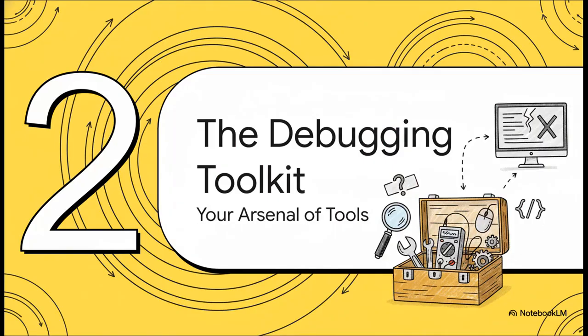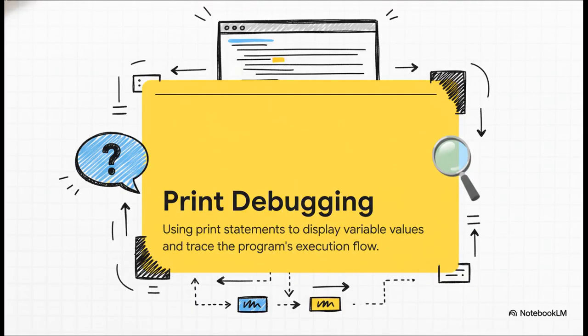Now, to solve these cases, every detective needs a toolkit. So let's open ours up and take a look at the gear we're working with, from the simplest tools to the most advanced. First up, we've got the old reliable, the print statement. Honestly, think of this as your go-to for a quick interrogation. By just dropping a print statement into your code, you're basically pausing to ask your program, hey, what were you thinking at this exact moment? It's a surprisingly powerful way to figure out where your logic went off the rails.